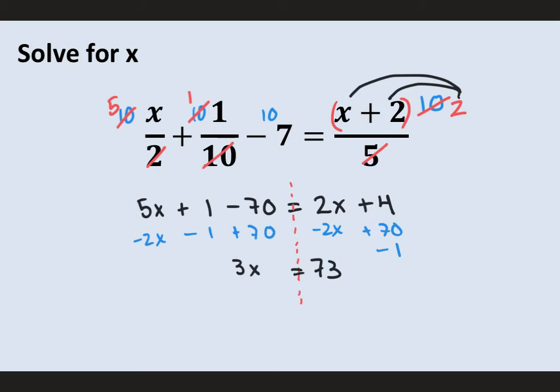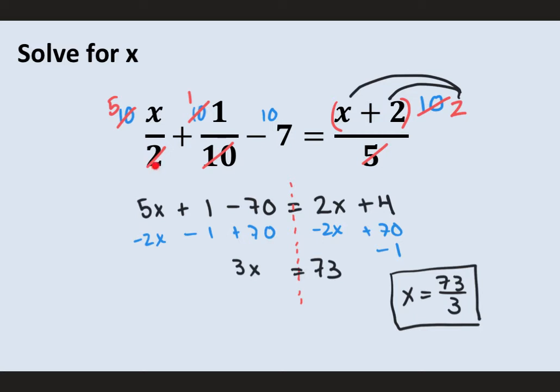And then I've got to get the x by itself, so I'm going to divide that 3 over. And so I'm left with x equals 73 over 3. Now, this isn't the prettiest answer ever. It's okay to have fraction answers. In fact, you'll get fraction answers a lot with these type of things. But that's fine. That's our answer, 73 over 3.